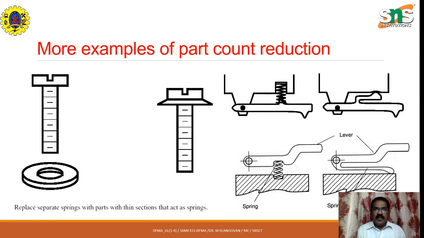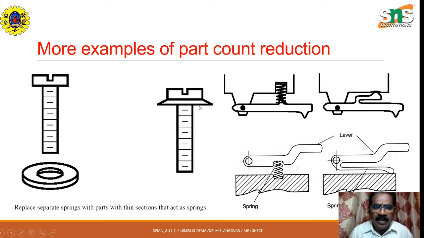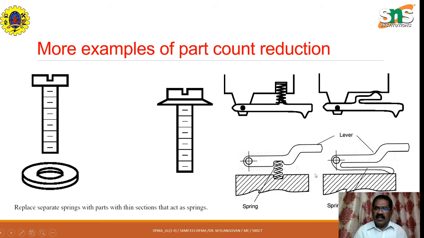More example for the part count reduction: you see that there is a washer and there is a screw here, and the washer can be integrated with the screw itself. Okay, here again there is a lever, and how they have achieved the springiness of this lever. They have tried to do it by this part itself being vertical, acting like a cantilever here. Now, for all these kinds of things, the material of this part would have been changed.